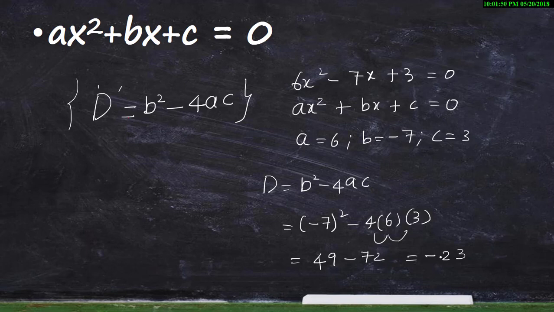Yeah, it will be minus 23, right? So like that, for a given equation we can find the discriminant value.